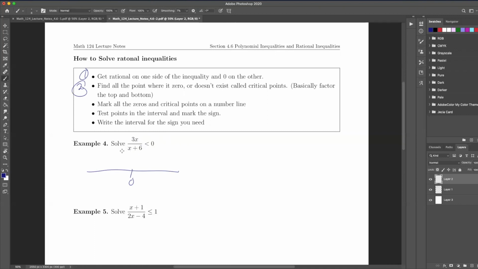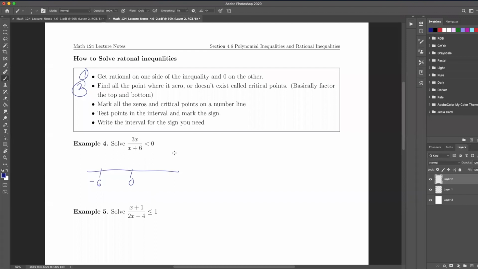On the bottom, it's when x is -6. Basically, you're just going to set this equal to 0 and this equal to 0 and find all those points. Where does this equal 0? At 0. Where does this equal 0? When x is -6. Okay, we'll do it again here, and this one will be a little more clear about what's going on.